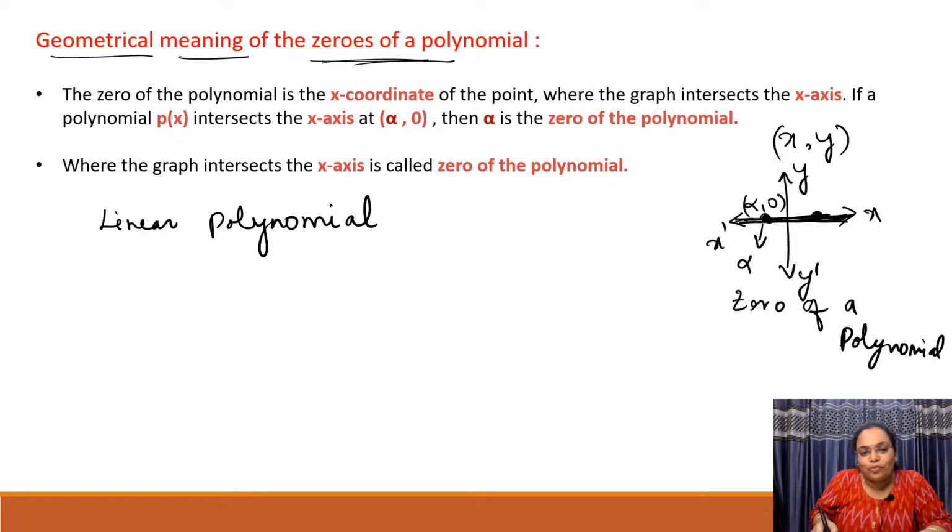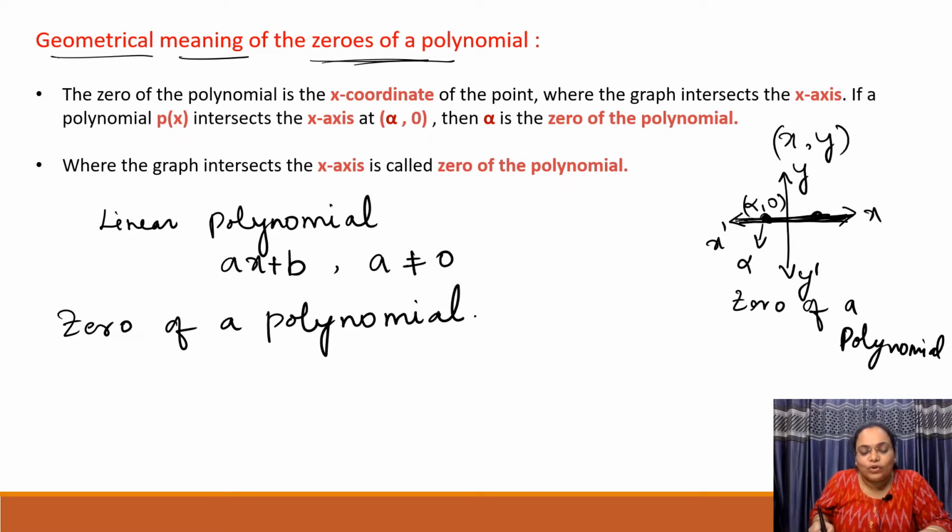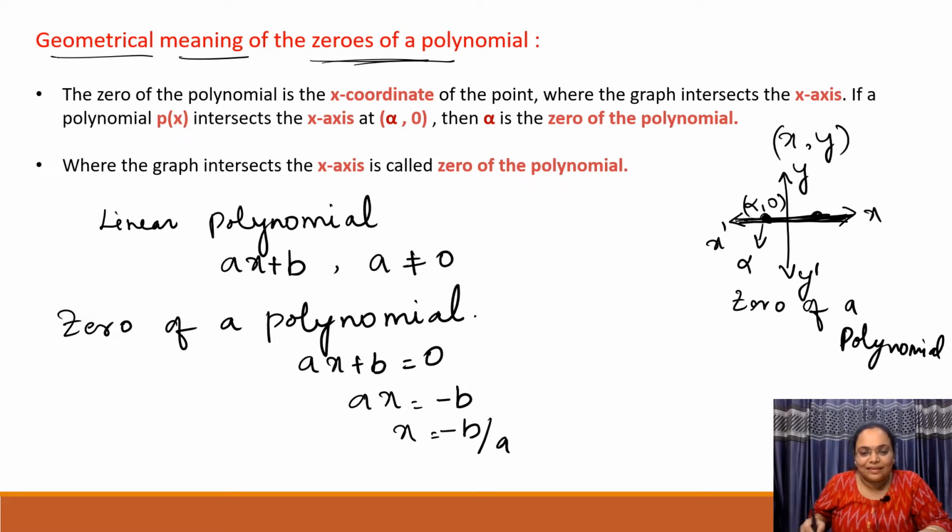What is the general form of a linear polynomial? That is ax plus b, where a is not equal to 0. So if you want to find the zero of a polynomial, you will equate ax plus b to 0. So ax is equal to minus b, x is equal to minus b by a. So this minus b by a is your zero of a polynomial.